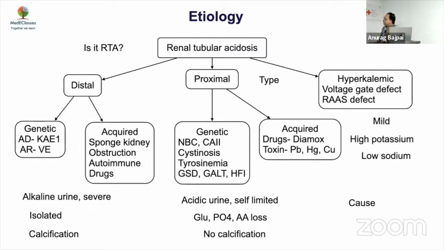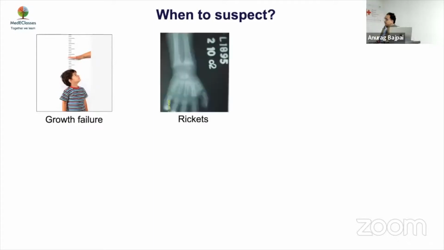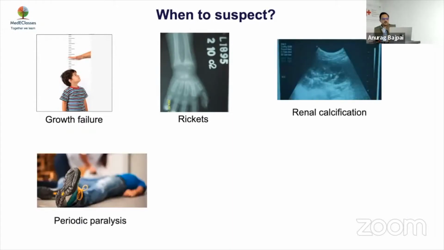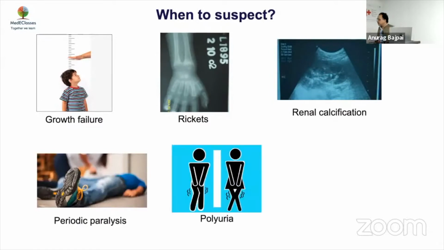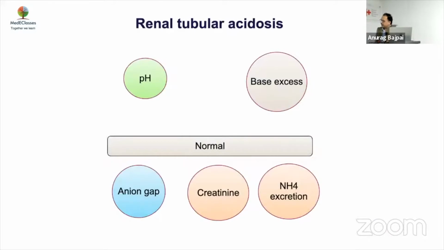So when to suspect, and this we already discussed: isolated growth failure before 3 years of age, blood gas is essential. Refractory rickets with low phosphorus, think of RTA. Renal calcification, blood gas is absolutely important. Periodic paralysis, blood gas is important. Polyuria, before you work up for DI, do a blood gas, and look for acidotic breathing. So these are the presentations. Because the presentations are varied, you need a high index of suspicion for evaluation.